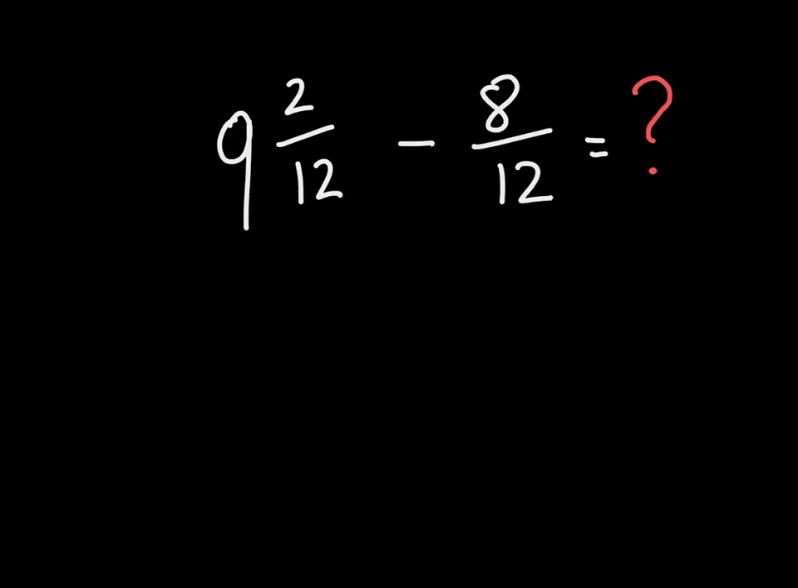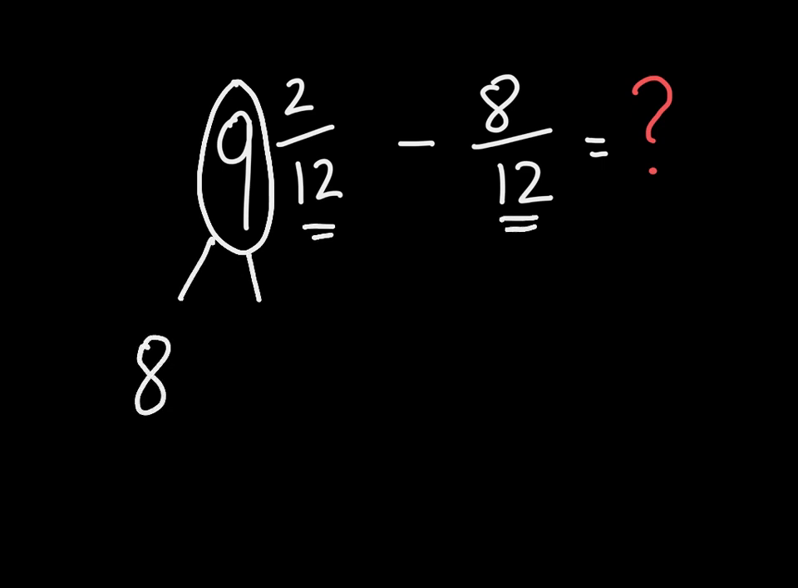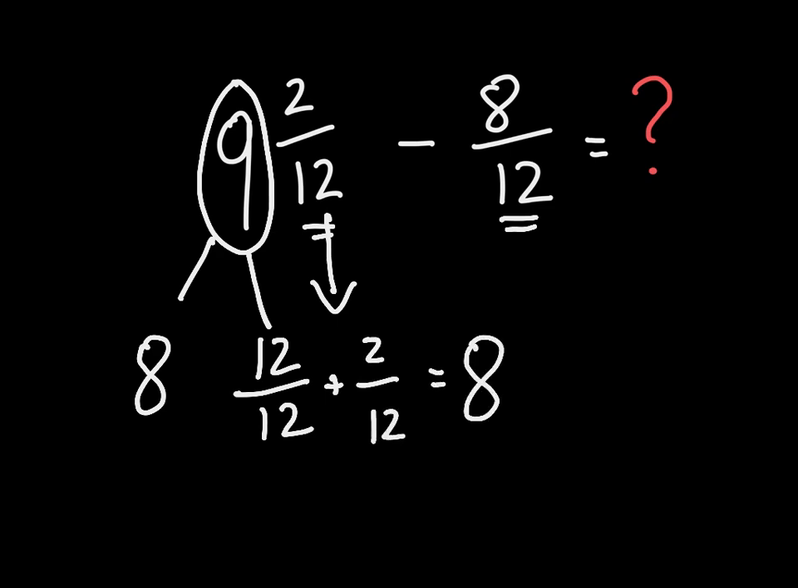9 and 2/12, take away 8/12. Again, you can't take 8/12 from 2/12. So now you have to break down this 9. Pull out a whole and you're left with 8 wholes. And since we're talking about 12ths, we're going to make this 12/12. Because 8 plus 12/12 is really equal to 9 wholes. But don't forget to add on your 2/12. And now we're going to get 8 and 14/12. And now we're able to subtract that with 8/12.